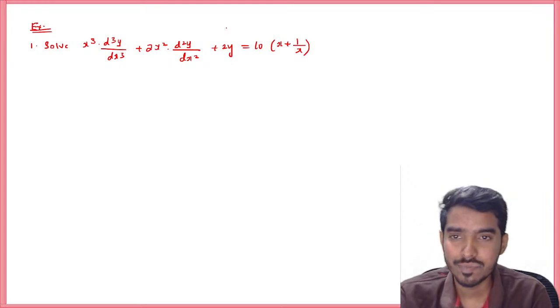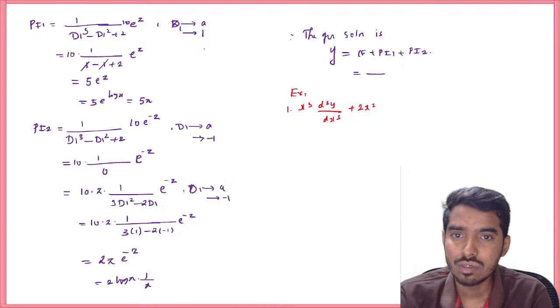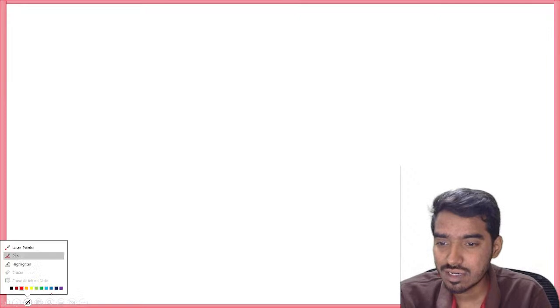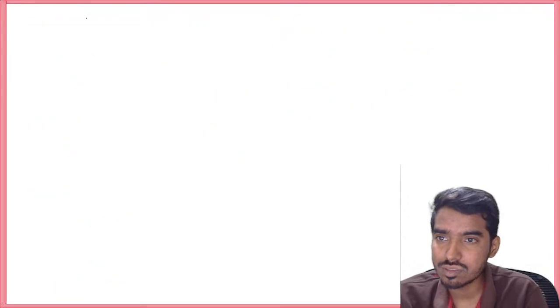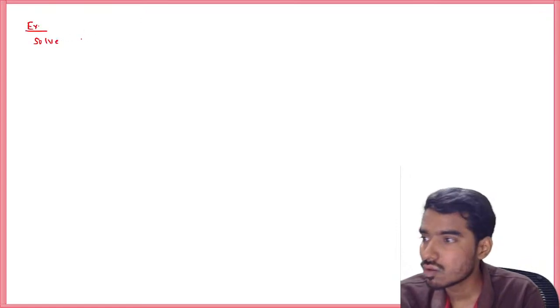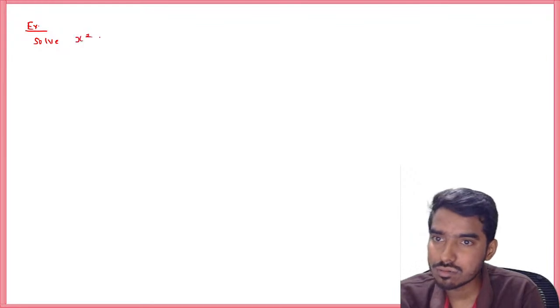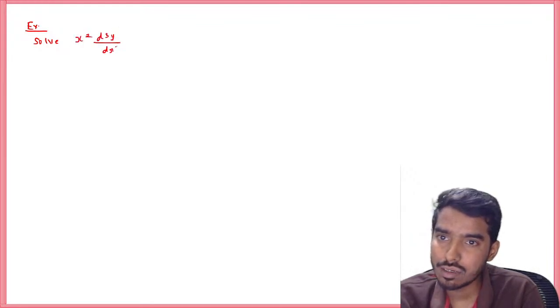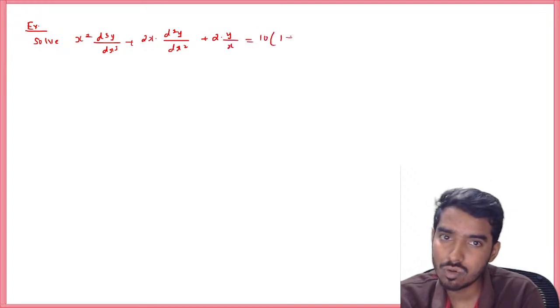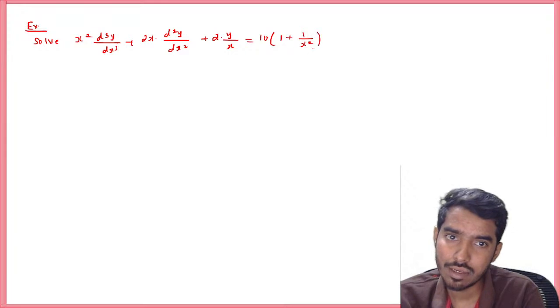Very simple, right? So here we have the same question. Oh, okay. This is not the same, sorry. Solve x square d cube y by dx cube plus 2x into d square y by dx square plus 2 into y by x is equal to 10 into 1 plus 1 by x square, right?